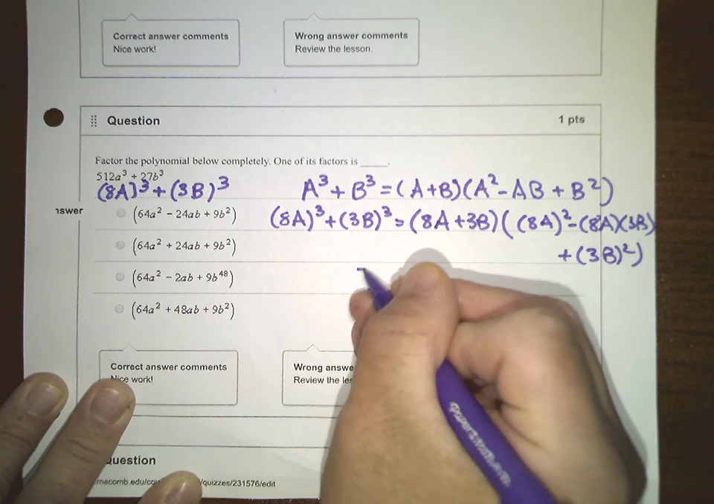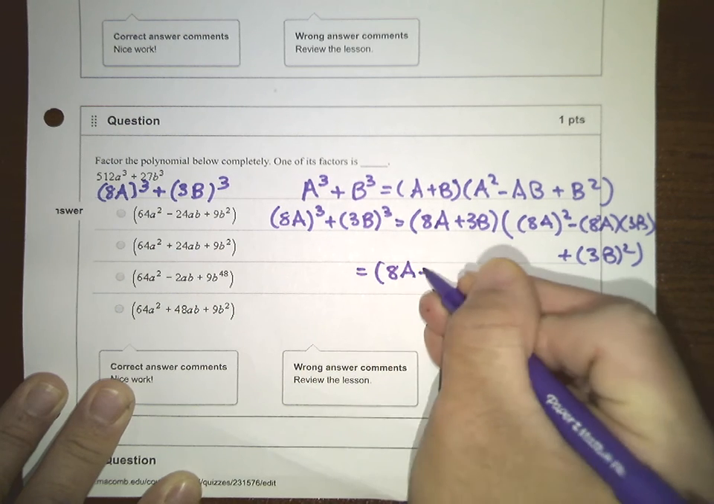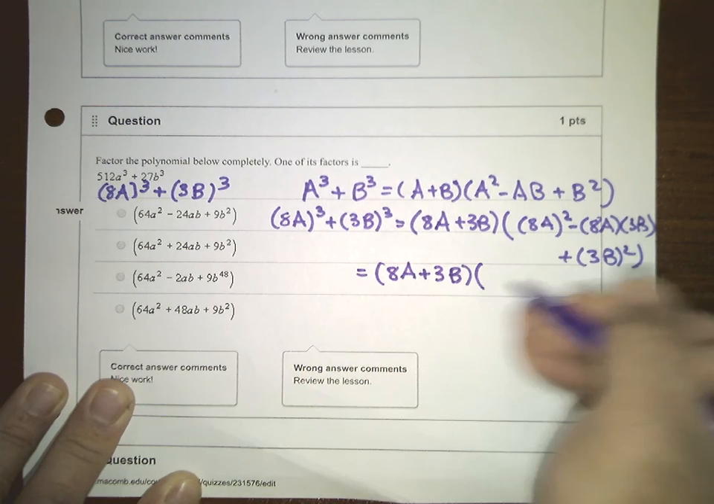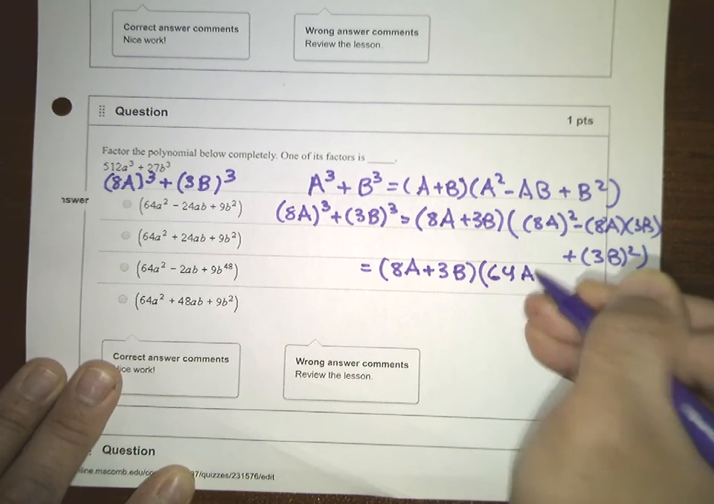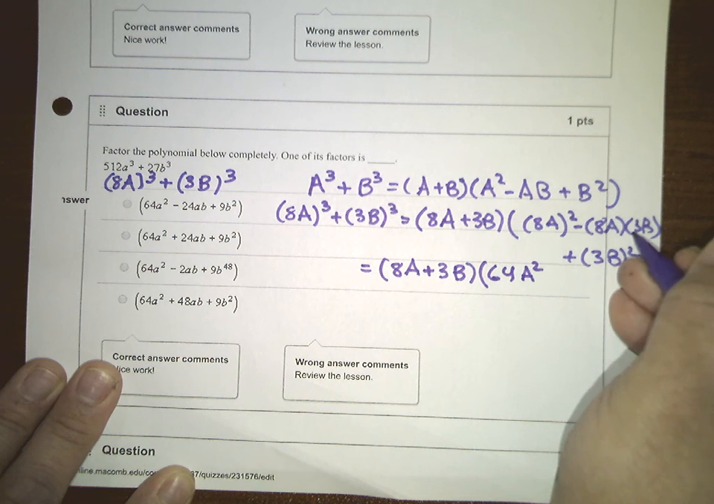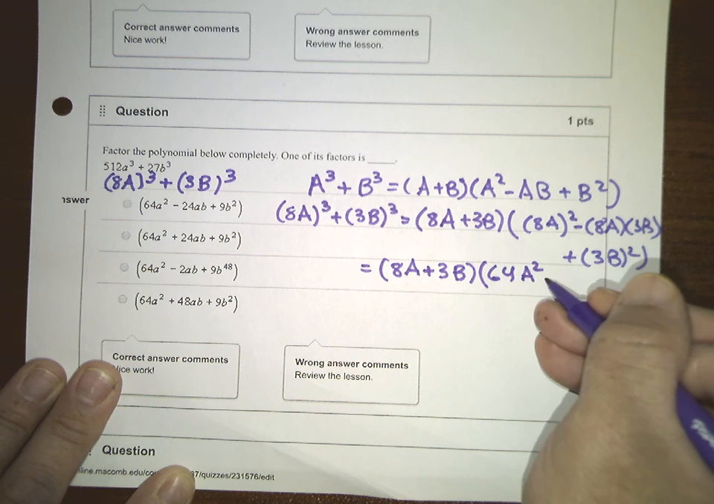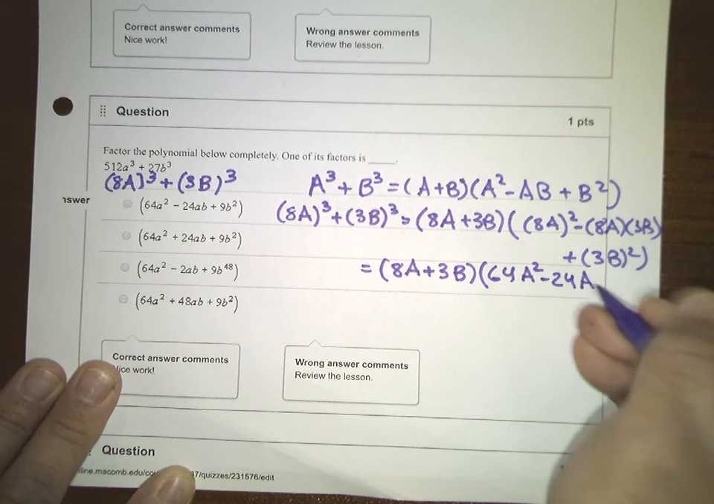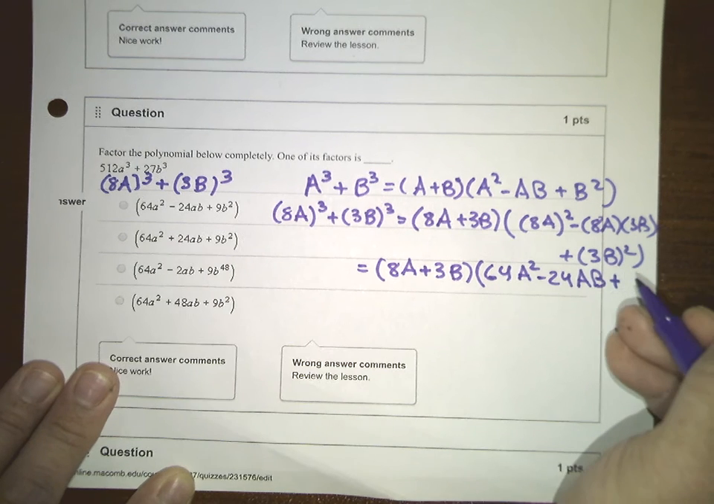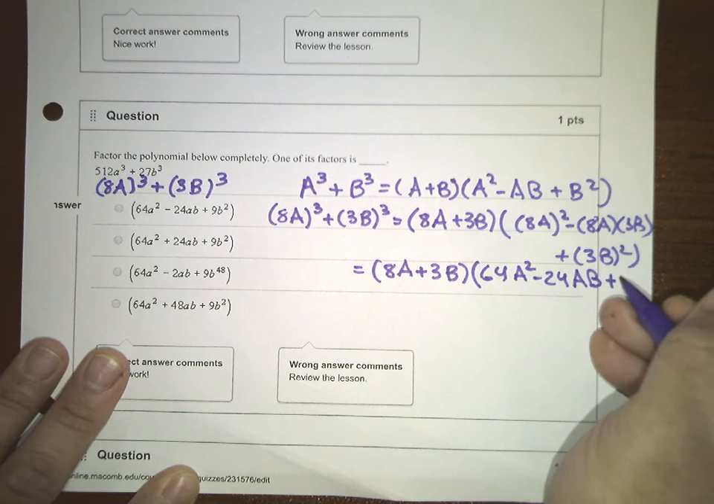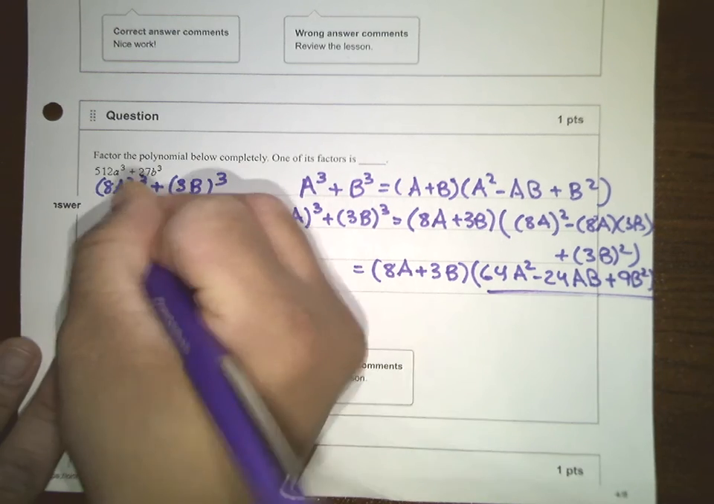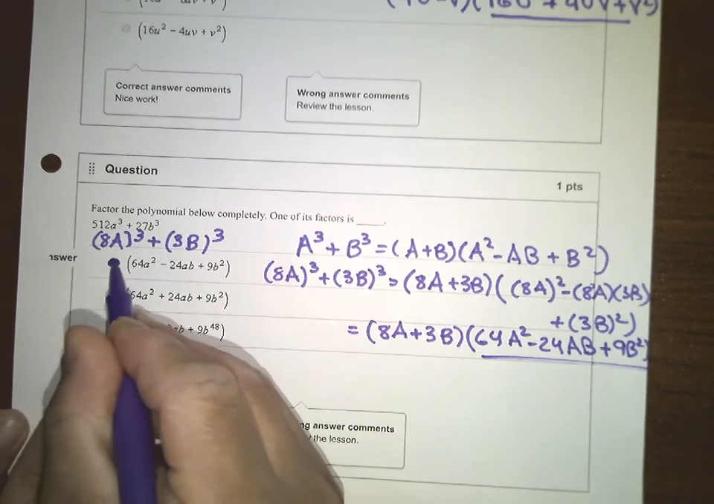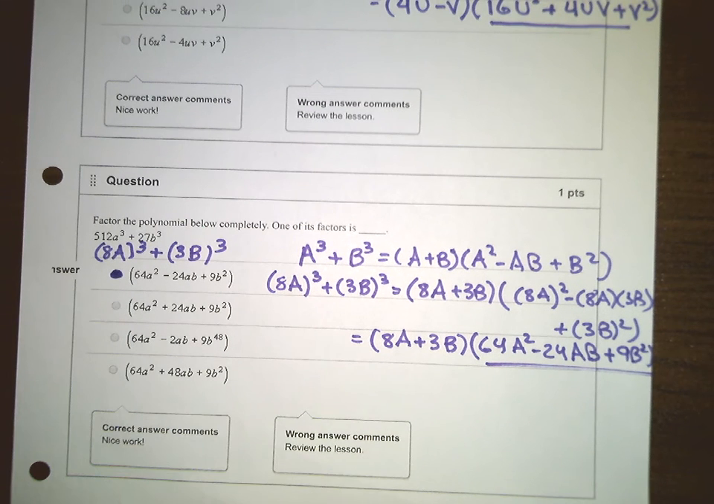And now let's simplify that second factor. So we have 8a plus 3b times 8a times 8a is 64a squared. Then 8a times 3b is 24ab, so minus 24ab. And then 3b squared is 3b times 3b, so 9b squared. So we see that 64a squared minus 24ab plus 9b squared is one of the factors.